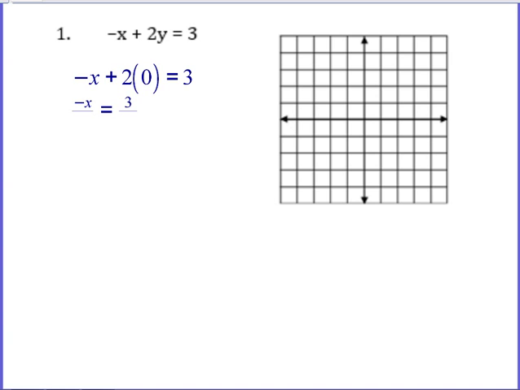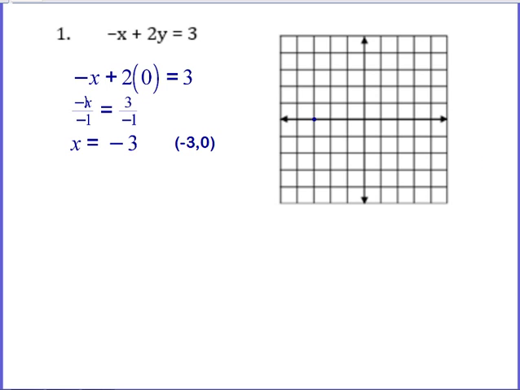To get rid of this negative, remember it's not written, but we know that there is a 1 right here, so this is negative 1x. So I'm going to divide both sides by negative 1, and I get x is equal to negative 3, so that means my x-intercept is at (-3, 0). So I'm going to go ahead and plot that point: negative 1, negative 2, negative 3, right there.